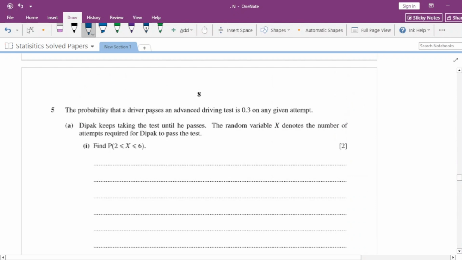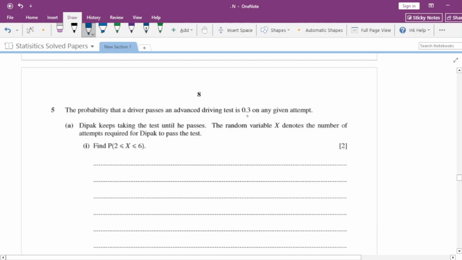Question 5. The probability that a driver passes an advanced driving test is 0.3 on any given attempt. Deepak keeps taking the test until he passes. The random variable x denotes the number of attempts required for Deepak to pass the test. Find the probability that x is greater than or equal to 2 and less than or equal to 6.